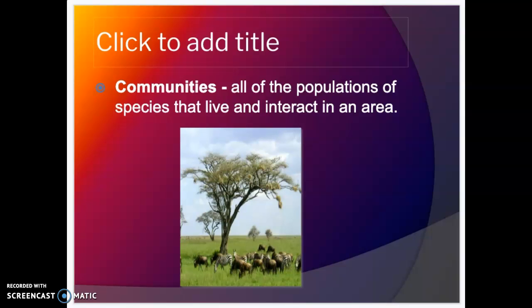So for instance, in Pierce, you'd look at all of the people, all of the dogs, all of the cats, all of the raccoons, everything in the area together, that would be the community. Communities are only living things, so it's not the abiotic stuff like rocks, but it's the living things.